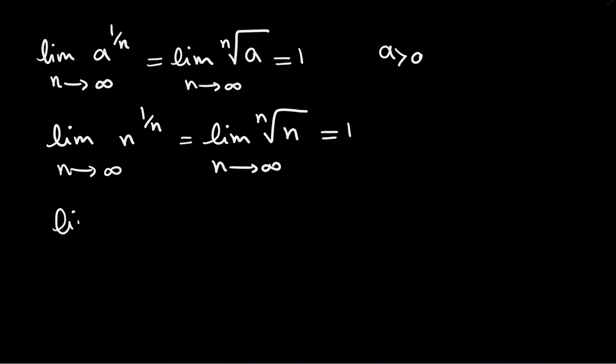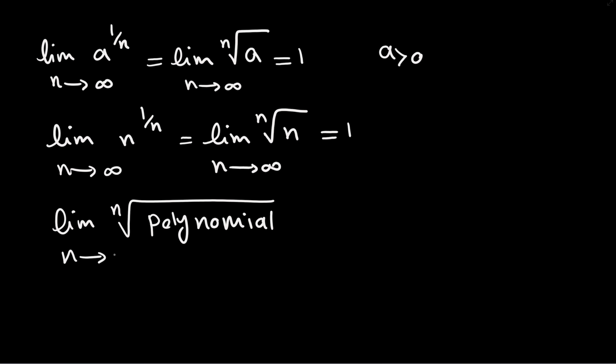In general, if you have a polynomial under the radical root n, and the polynomial is in the variable n, when n approaches infinity, this limit is equal to 1. And this formula actually is just a generalization of formulas 1 and 2.